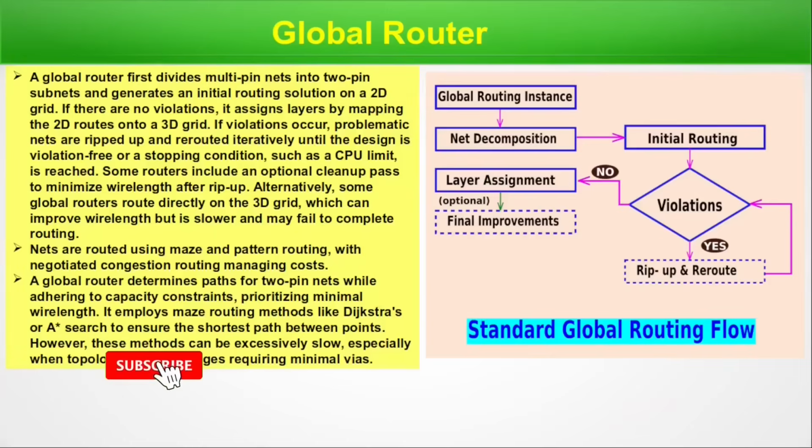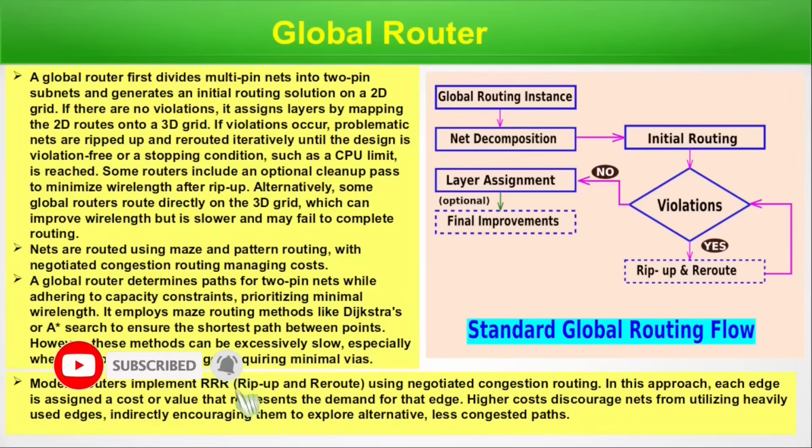Now, the global router. It's a generalized view of what a global router consists of. Global routing instance. Now, net decomposition, initial routing. If there are violations, then rip-up and reroute, and go again to check for violations. If there are no violations, it will go to layer assignment and final improvements.